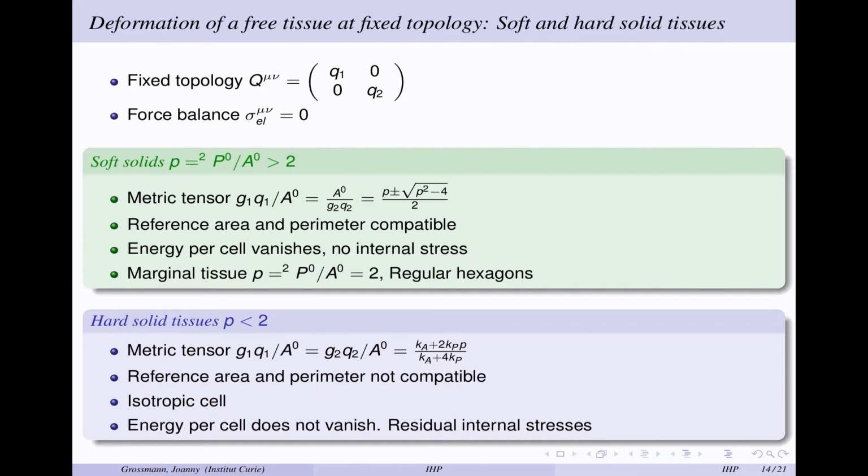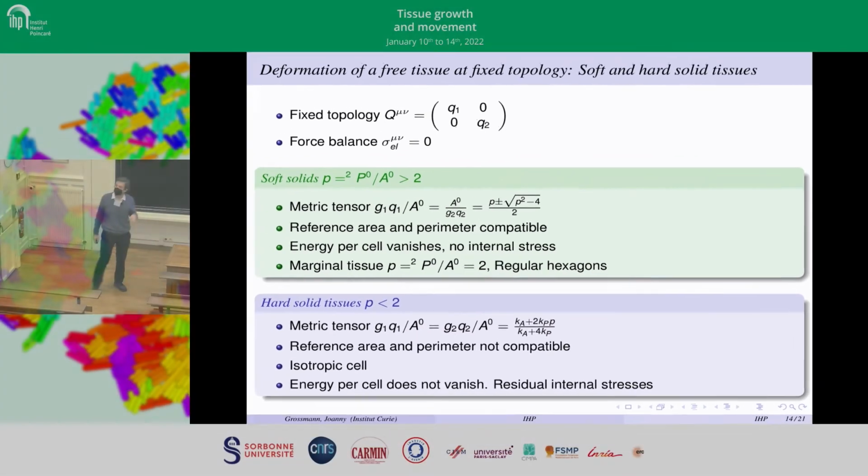In this case, the area and the perimeter are compatible, or if you want to say it in another word, the system is not frustrated. I have two terms in the energy and they are both zero, so I can minimize area and perimeter independently. The energy per cell vanishes and there is no internal stress.